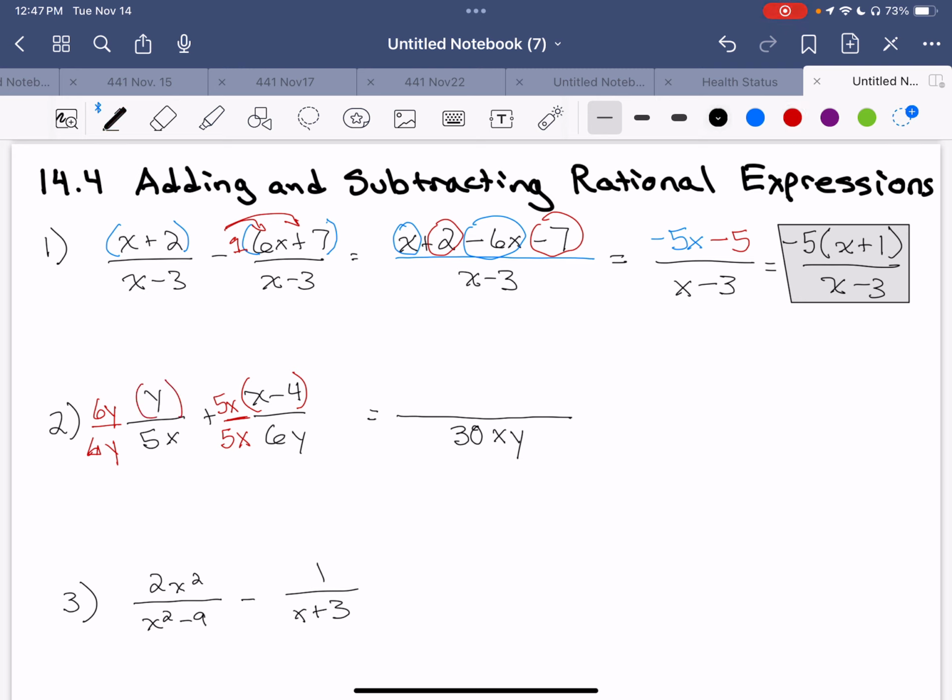So we get 6y times y gives us 6y squared. 5x times x gives me 5x squared. And 5x times negative 4 gives me negative 20x. There's no common factor I can pull out. So this is my answer.